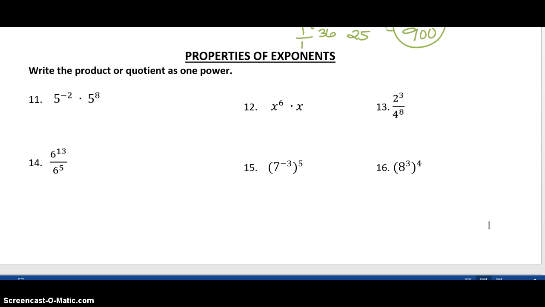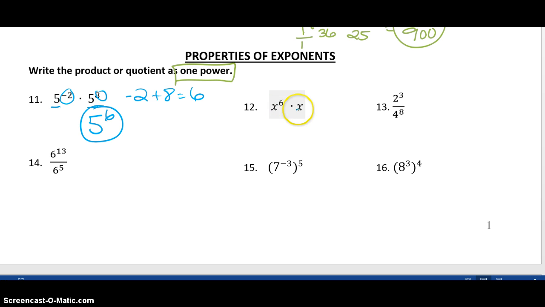Our next section deals with the properties of exponents. Remember, we made a foldable on this, did a couple sets of notes on this. So what we're wanting to do is write the product or quotient as 1 power. We have to make sure we're combining our exponents using the properties that we've learned. So in this case, we're multiplying numbers with the same base, so what we do with our exponents is we add them. So 5 to the negative 2 times 5 to the 8. We add negative 2 plus 8, which ends up to be 6. So that is our new exponent. So it should be 5 to the 6th power is our final answer there. Remember, we're not evaluating it. We're just writing it as 1 power.